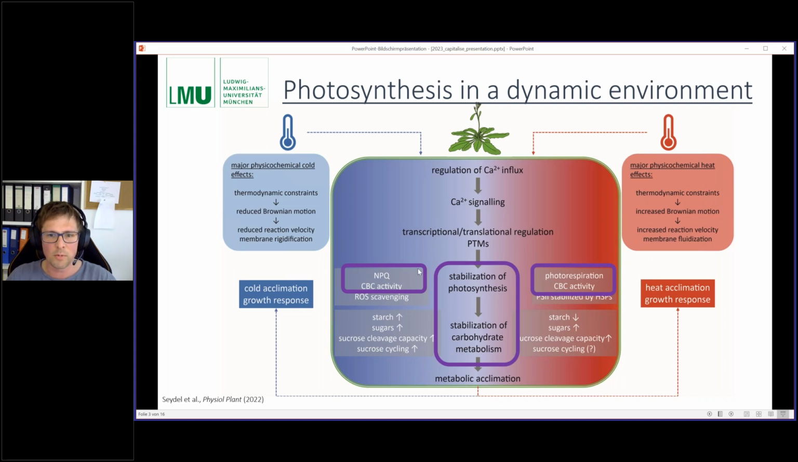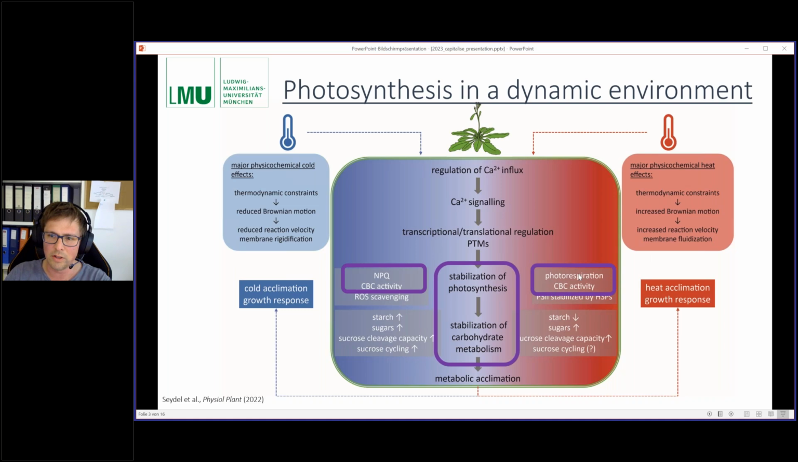I just want to mention some of the very most prominent examples here. What we know is that, for example, non-photochemical quenching, but also regulation of enzyme activities in the Calvin-Benson-Bassham cycle must be fine-tuned in order to stabilize this interaction between photosynthetic CO2 uptake and carbohydrate metabolism and metabolism in general. While under heat, what we know is, for example, that there's the process of photorespiration being induced, and this contributes to stabilization together with the regulation of the Calvin-Benson-Bassham cycle.